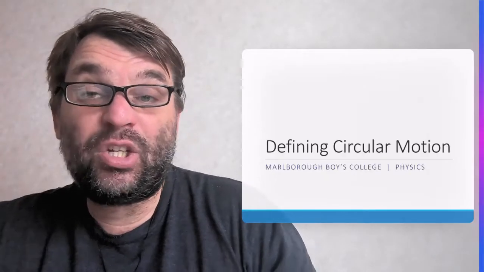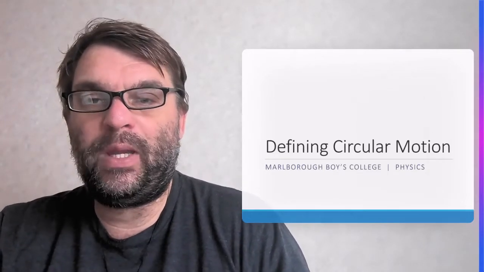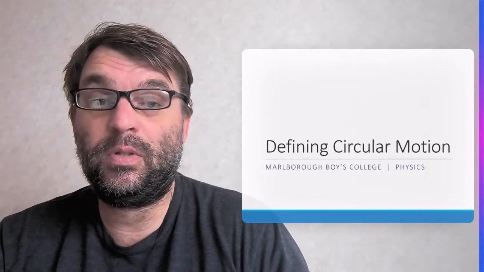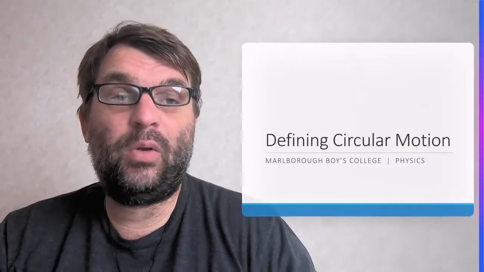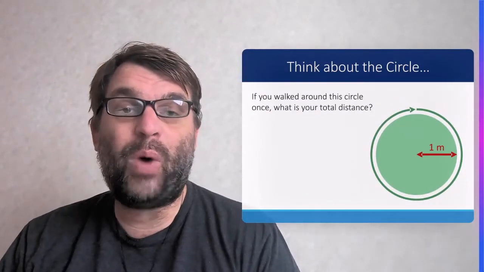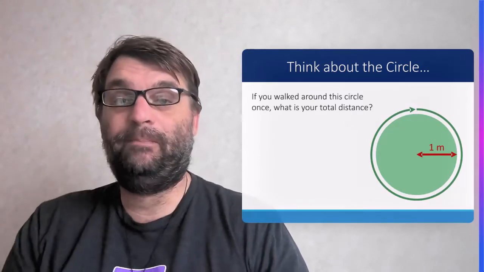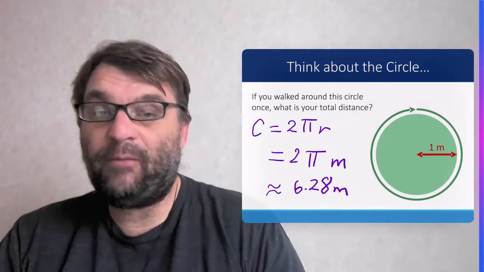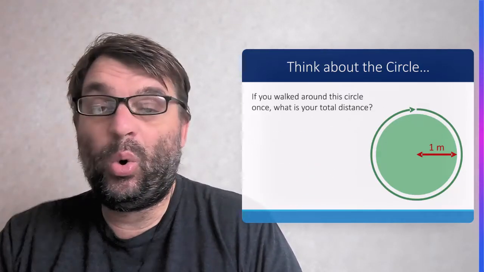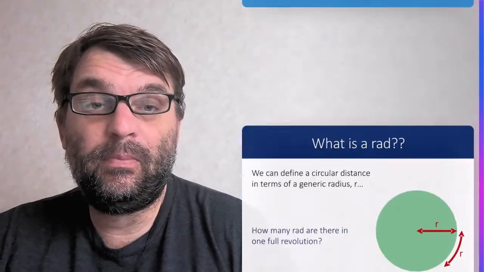So welcome to the next section on Level 3 Mechanics, circular motion. Before we even begin circular motion, we need to define some terms. Starting up, if you walked around the circle once, what would be your total distance? The circumference is 2 pi r, so 2 pi meters, or roughly 6.28 meters.